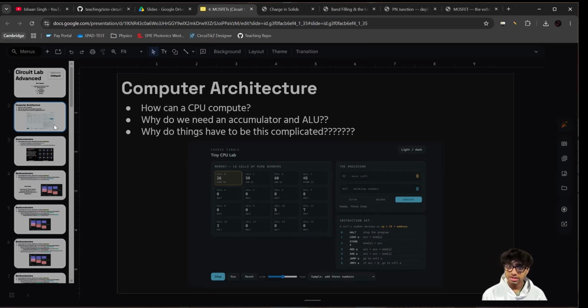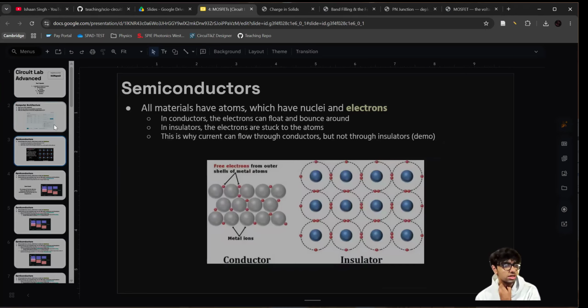And on the final day of the class, we're gonna do sort of a challenge where you are given a task like adding 3 numbers, as you see on the screen, and you have to use the fewest possible memory cells to accomplish that. So that's where we're headed. Now, we need to start any cool discussion about computer architecture by building up from semiconductors.